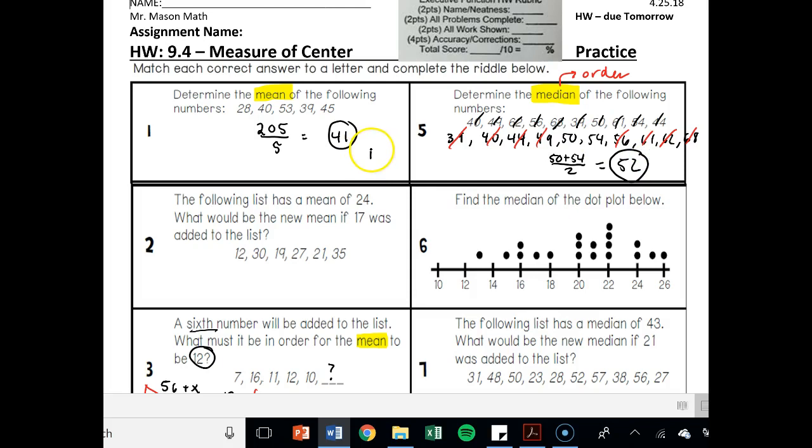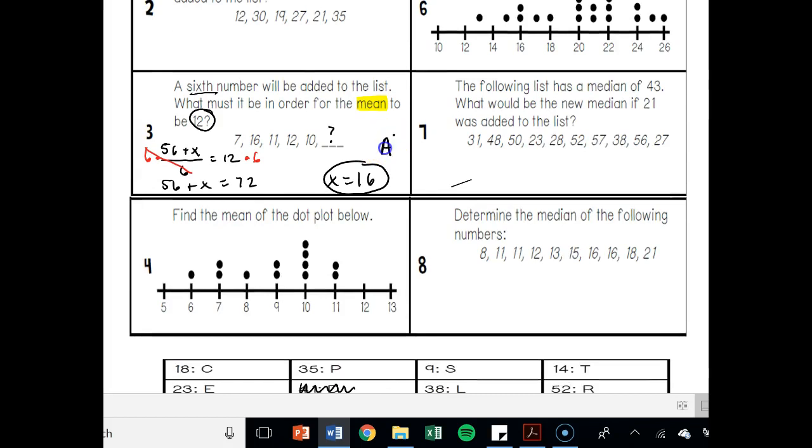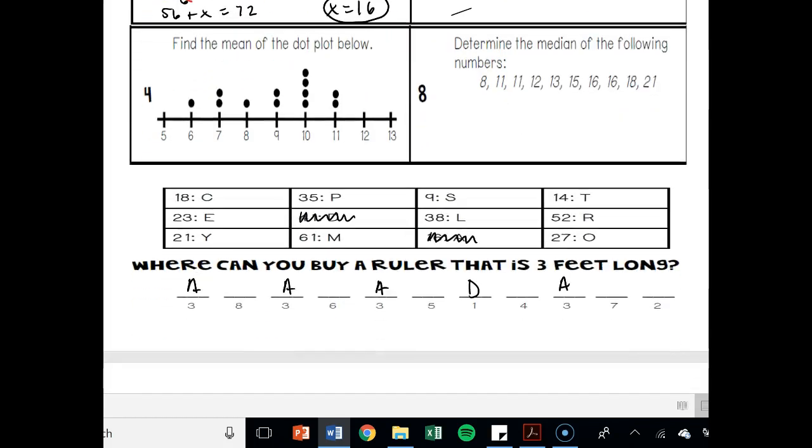That's my answer. Sorry. Here, let's put actual letters here. So this is going to be letter R down at the bottom. This was letter A. That way I can keep track of the ones I've used. So letter A, I used letter R, 52. So on 5, I put R.